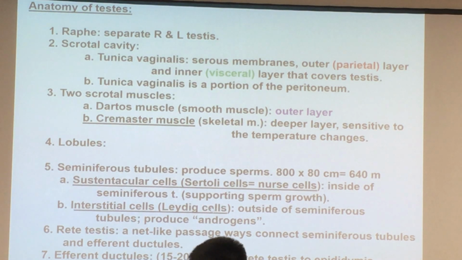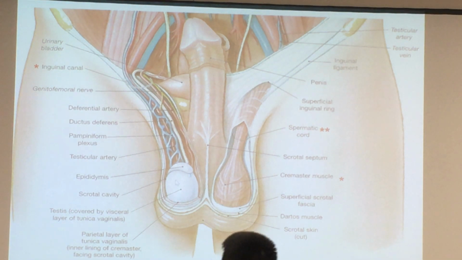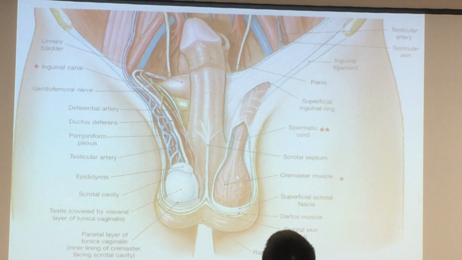Now let's go back and take a look at the anatomy of the testes. We have a raphe separating the right side and left side. We have the scrotal cavity. Because the testes dropped down from the abdominal cavity, we always have parietal and visceral serosal membranes. And there are two very interesting muscles: the dartos muscle and the cremaster muscle. I would like to show you first. This one we exploded, and this one shows the muscle. The muscle inside is the cremaster muscle.